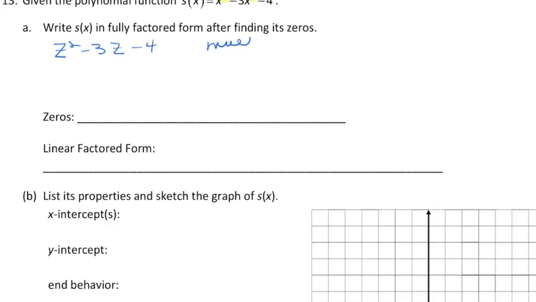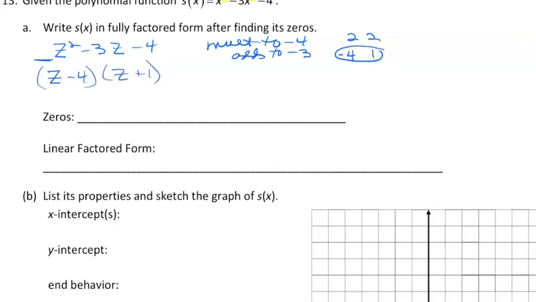And I'm going to say to myself, what multiplies to negative 4 and adds to negative 3? The things that multiply to 4 are 2 and 2, and 4 and 1. The difference here is 3, so it has to be 4 and 1. And to get a negative 3, I have to have a negative 4 and a positive 1. Because my leading coefficient is a 1, I can just go directly to the factors. So I'm going to have z minus 4 and z plus 1. I'll check that mentally, make sure it works, and it does.